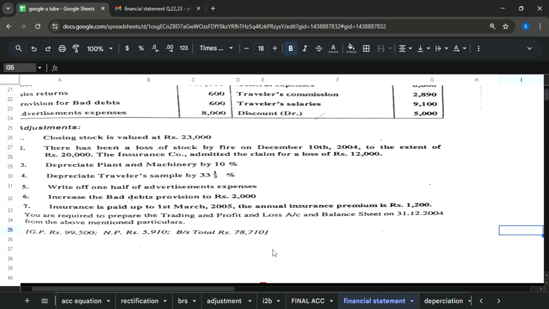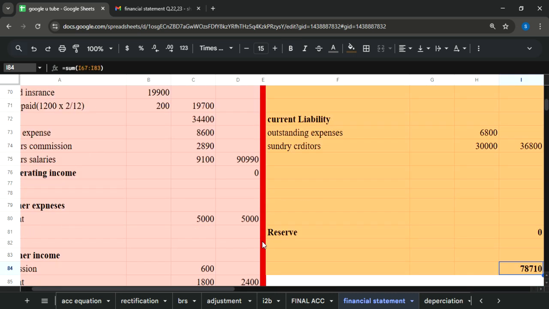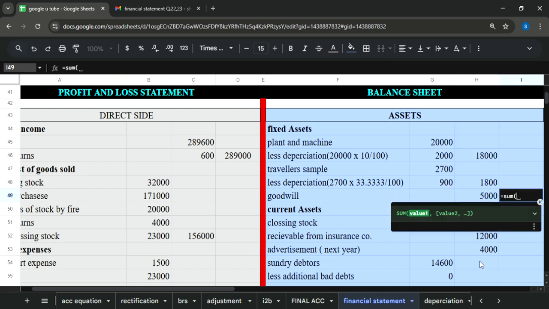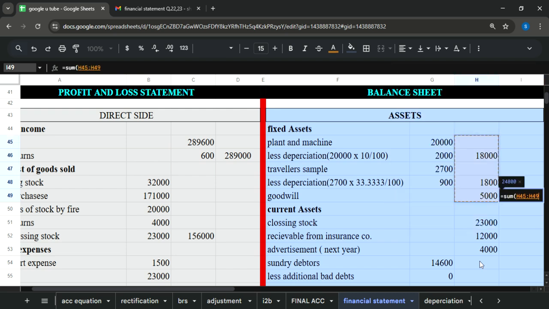Okay, you can see that we have 78710 and this is 78710. It means our liability side is completed. 3 out of 4 parts we have just completed. Now let's start the calculation for the asset side. First, plant and machinery, and we will subtract its depreciation. Then samples less its depreciation. It means we can take the sum of all fixed assets. There were 3. Sum of fixed assets completed.